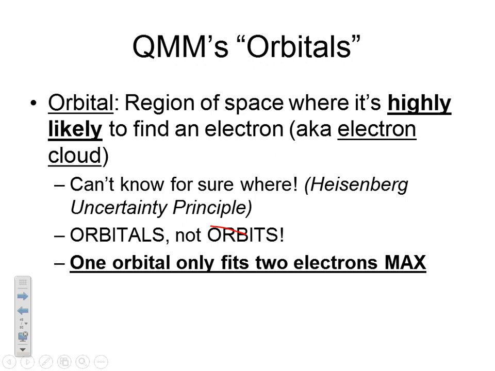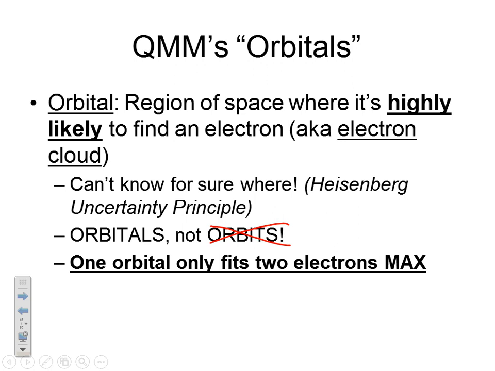So it's not orbits anymore, because an orbit implies simply a circular path. It is not a circular path. It is a fuzzy cloud of probability. We do not know exactly where it is. It is an orbital. It is not an orbit. It's unfortunate the words are so similar because they mean very, very different things.